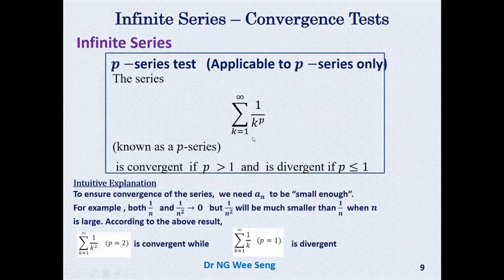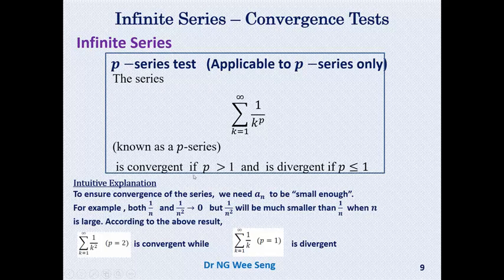The next test, p-series test. Now this is only applicable to this type of series. You're summing the reciprocal of k power p, k running from 1 to infinity. It's a simple test saying that you have convergence if p is greater than 1, divergent if p is less than or equal to 1.